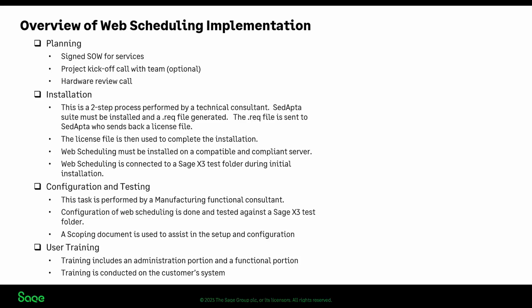Configuration and testing, we do this once it's installed. It's done by a manufacturing functional consultant, and that's what Clark has been engaged in on our previous implementations. We use a scoping document, and actually that's one of our handouts. It's included in the session today. So we do have a scoping document that just really asks questions like, what's your scheduling timing, and how do you do your work centers, and your work orders, anything special with your work orders, and your resource management. So that really helps us do that configuration.